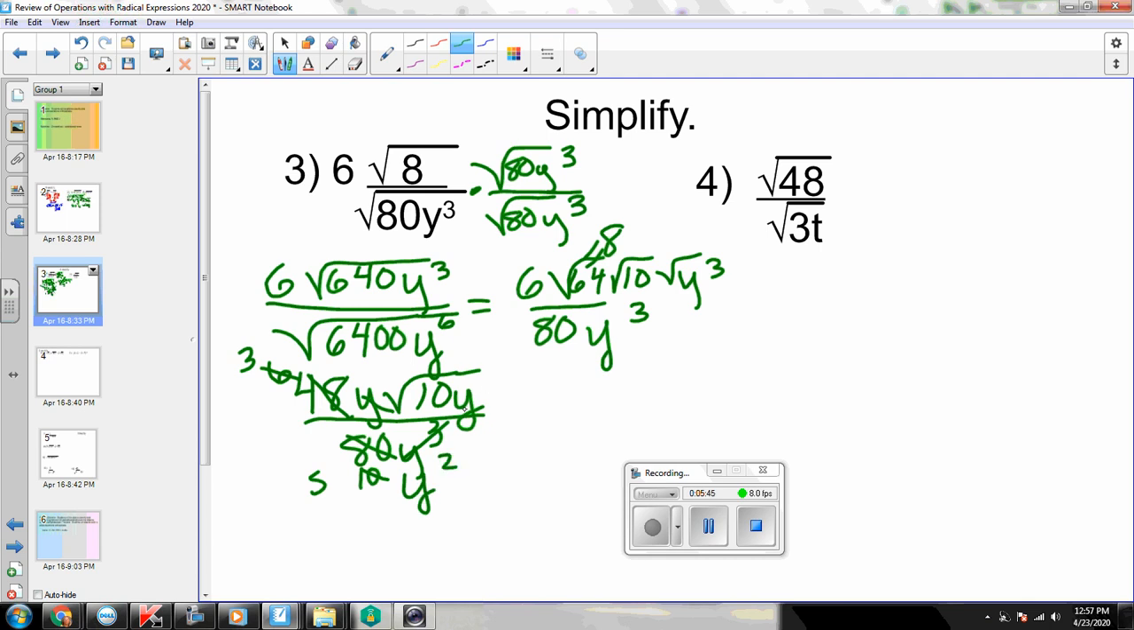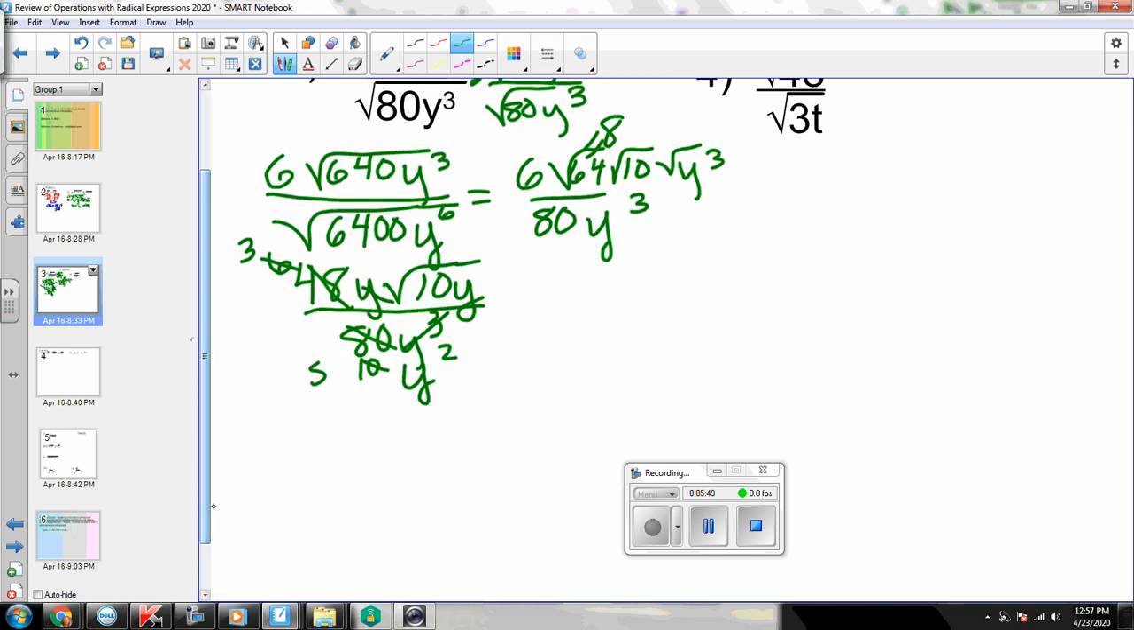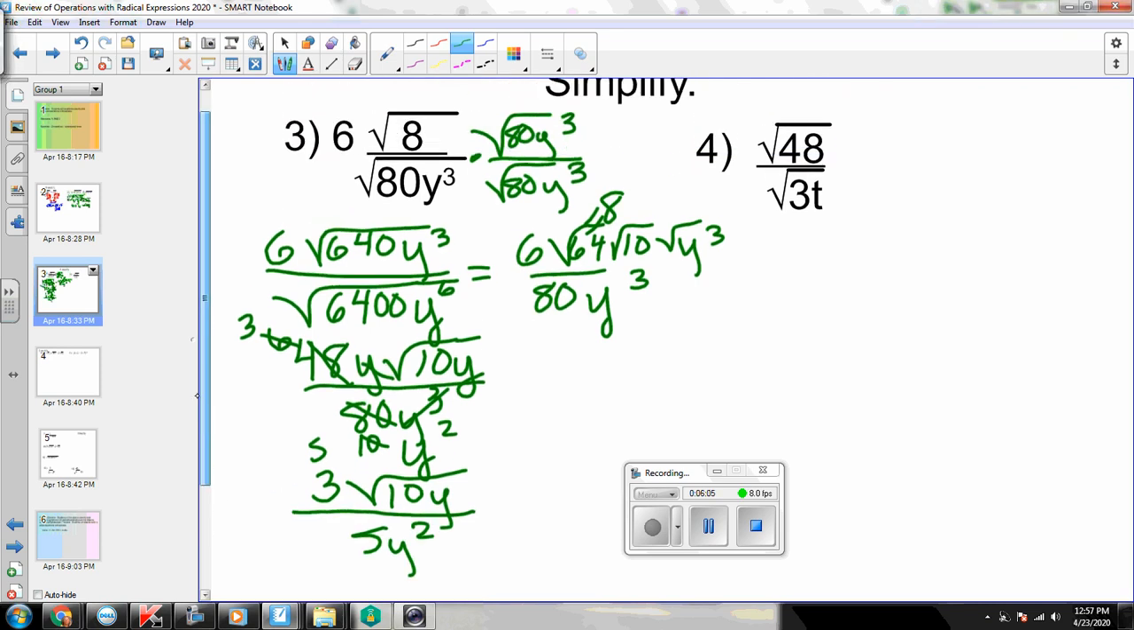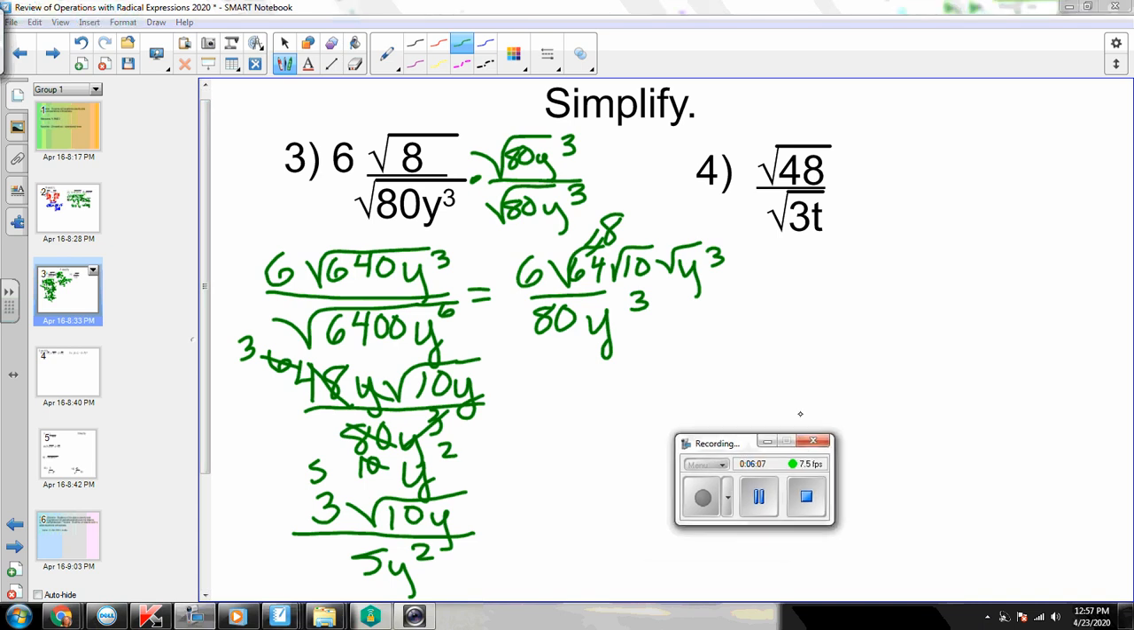I cannot cancel this y with this y to the second because the numerator has the y under the radical. The denominator does not. So if I simplify, my answer would be 3 radical 10y over 5y to the second. Now, there was an easier way to do this.